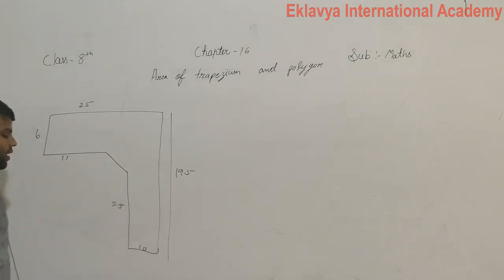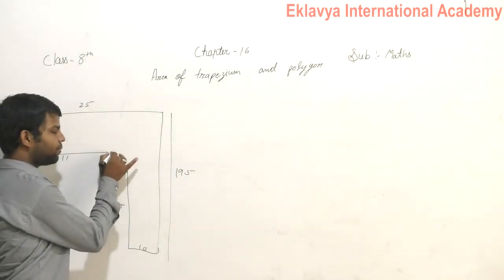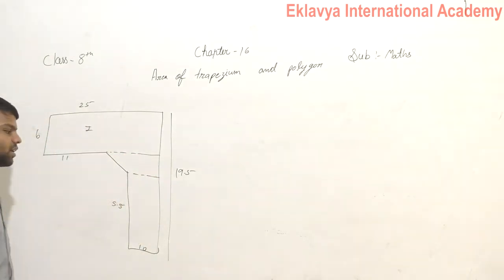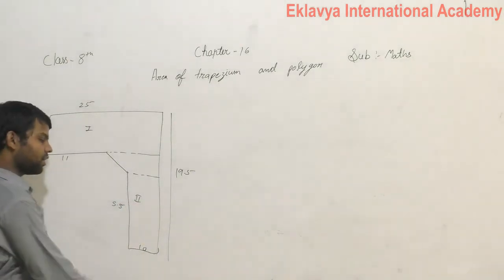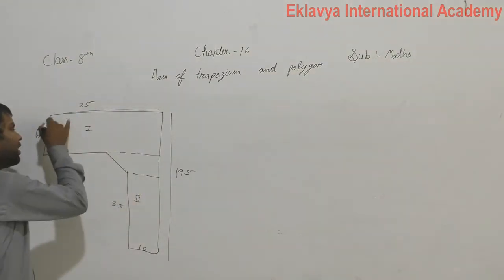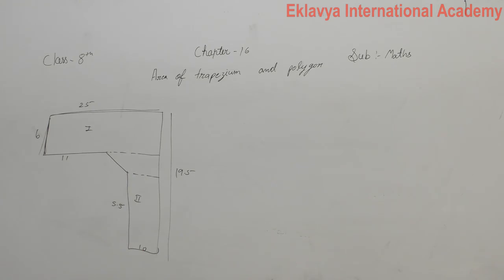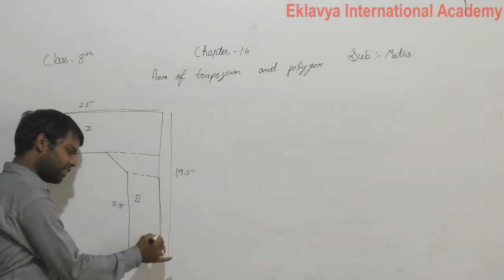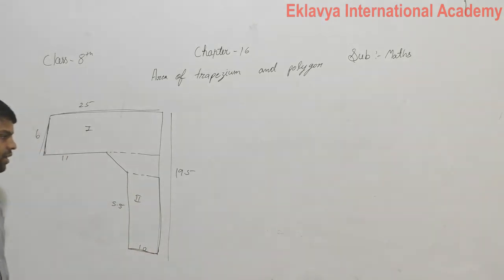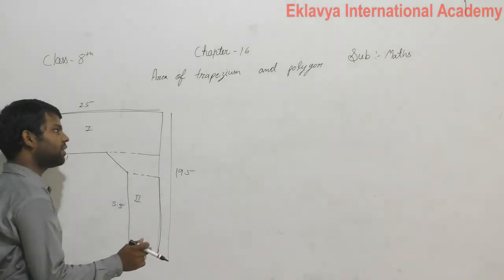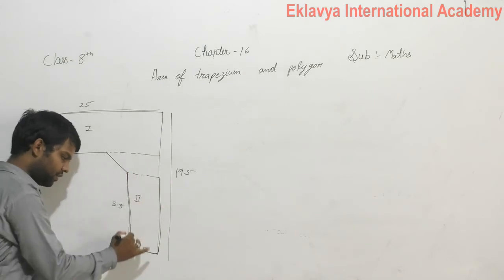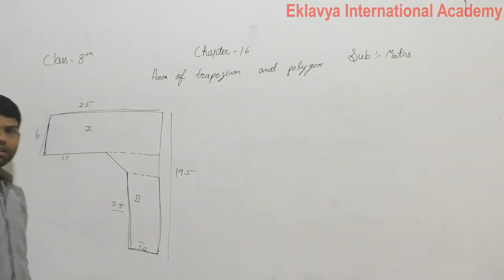First we divide this figure into simple parts. The first part is a rectangle, the second part is also a rectangle. In the first part, length of the rectangle is 25 and breadth of the rectangle is 6. In the second part, we want to find the length of the rectangle, but breadth is given as 10. So how to find the length of this rectangle? See here, it is also given, I think it is 5.5 and breadth is 10.